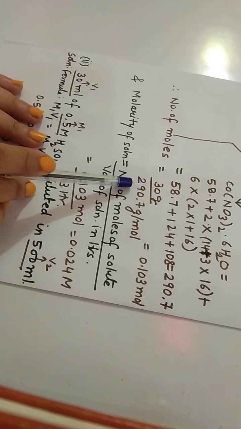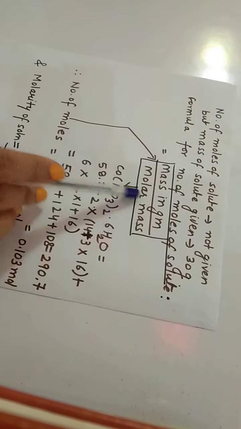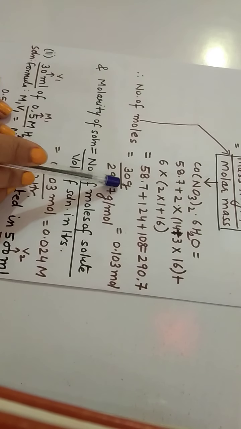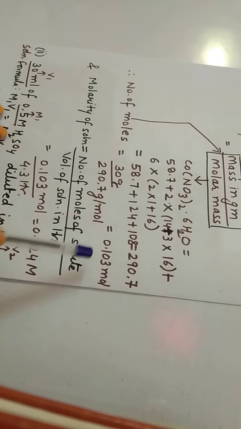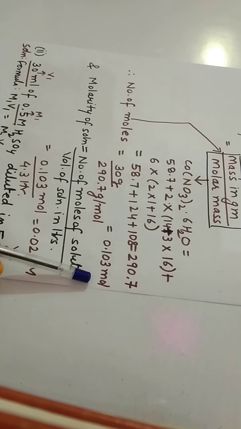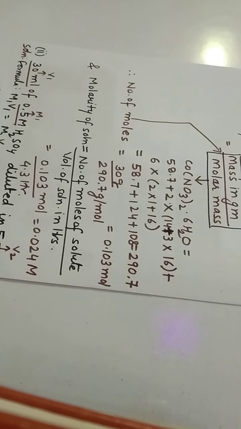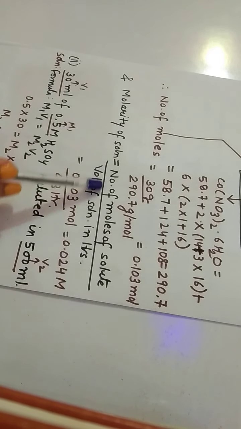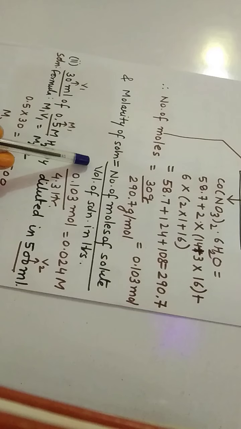So here the molar mass of the solute comes out to be 290.7 gram per mole and the mass in gram is 30 gram. So number of moles comes out to be 0.103 mole. So the molarity of solution formula is number of moles of solute divided by volume of solution in liters.